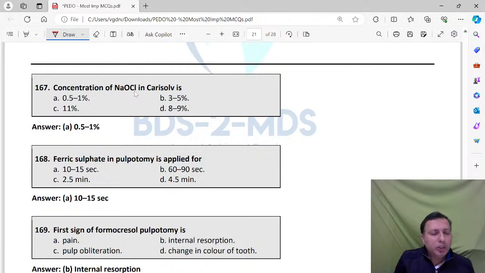Now, what is the concentration of sodium hypochlorite in Carisolv? It is 0.5 to 1%. So, what is Carisolv? It's a chemomechanical caries removal agent, which is used to soften dental caries so that it can be removed with the help of a spoon excavator, rather than using a bur to drill the caries. There are other chemomechanical caries removal agents by the name of Papacarie or Carie Care.